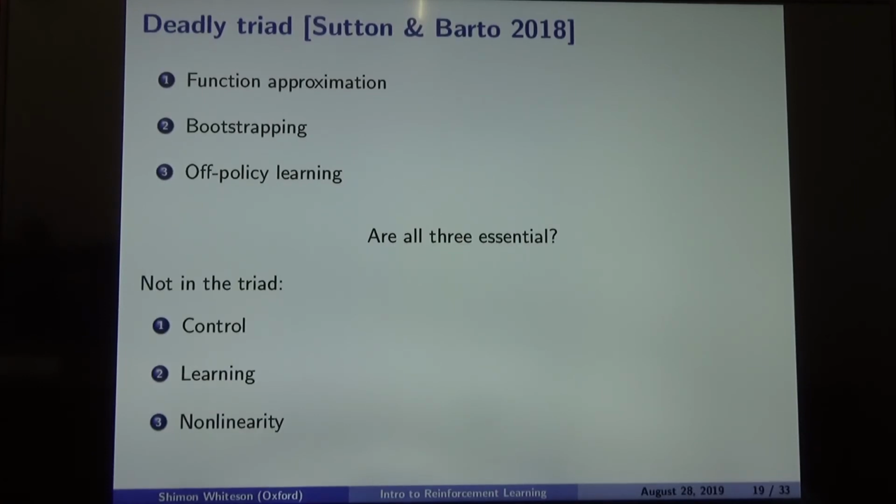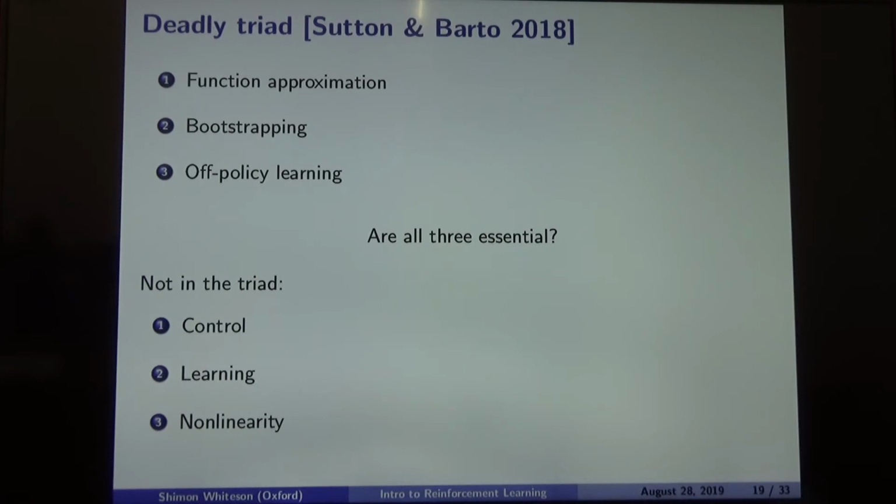It's important to note what is not in the deadly triad. First of all, control is not in the deadly triad. If we're just doing policy evaluation, we can still experience this divergence as long as the policy evaluation uses function approximation, bootstrapping, and is off policy.